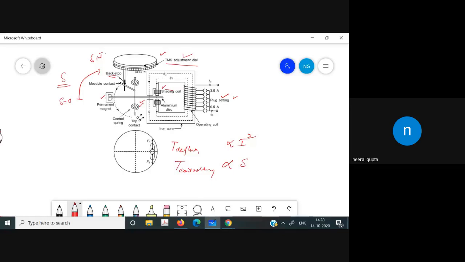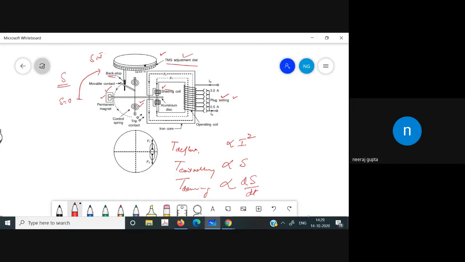Now, this permanent magnet provides the damping. That is, when it reaches the main position, it has to damp the oscillations, and this is the damping torque. The damping torque comes into the picture only when the disc is in motion, and is proportional to the rate of change of delta, so d delta by dt.